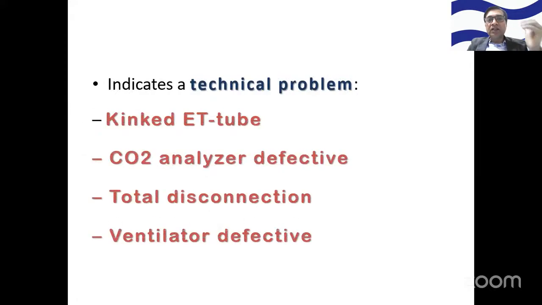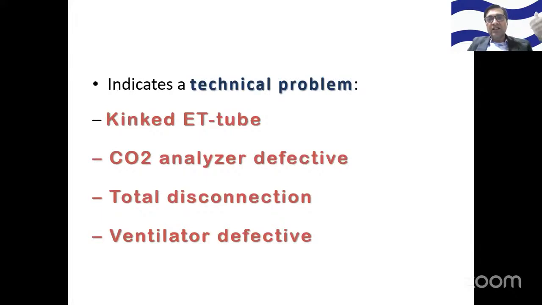It could be a kinked ET tube, it could be a defective CO2 analyzer, it could be total disconnection of ventilation, or the ventilator has become defective. So it's a non-emergency kind of scenario. Obviously, you just have to rectify it. There has to be some technical problem with a sudden drop to zero. A sudden drop to zero doesn't happen with any kind of critical scenario, right? So if ETCO2 suddenly drops to zero, that means it's a technical problem. You just have to look at those technical things.